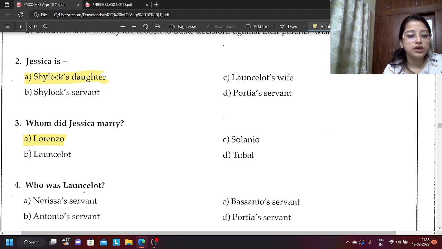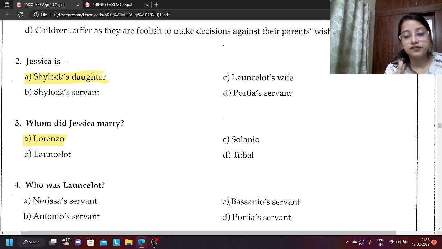Very easy question. Who was Lancelot? Nerissa's servant? No. Antonio's servant? No. Portia's servant? No. Bassanio. See, two options are not given. Shylock's servant is not given because Lancelot was previously or formerly Shylock's servant. Later, he was Bassanio's servant. So here we have a single option, so Bassanio.